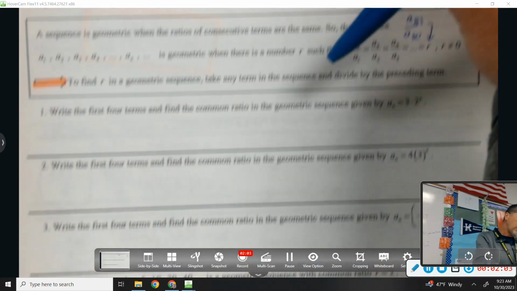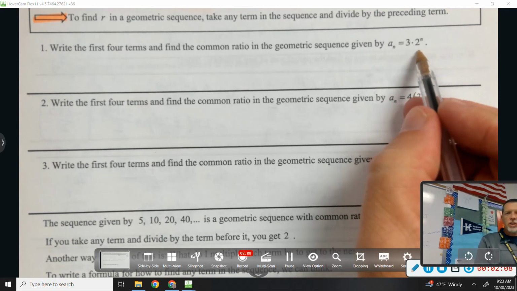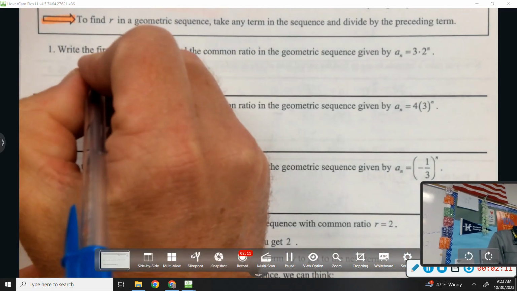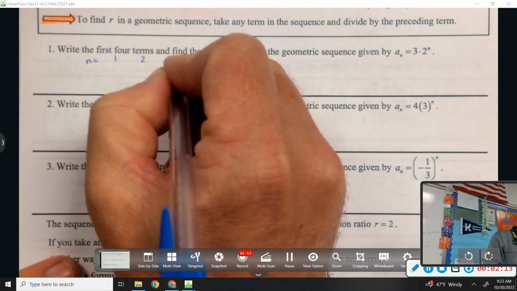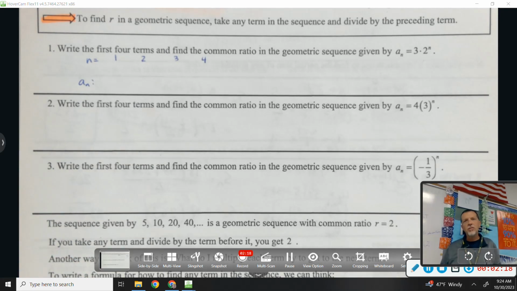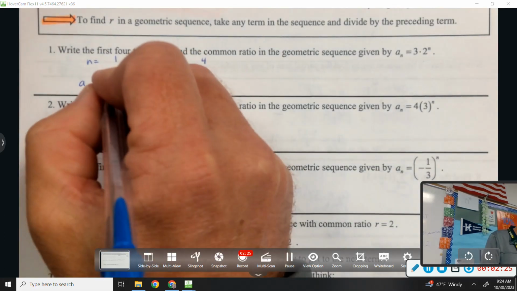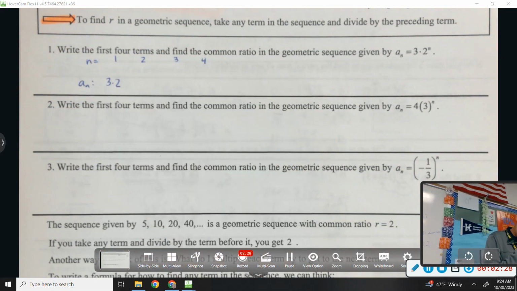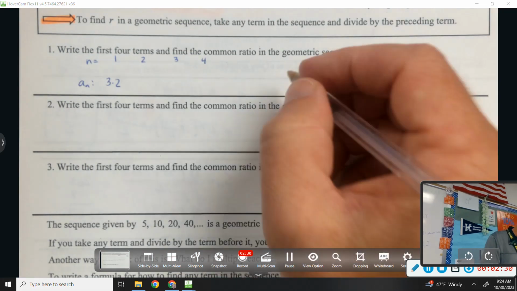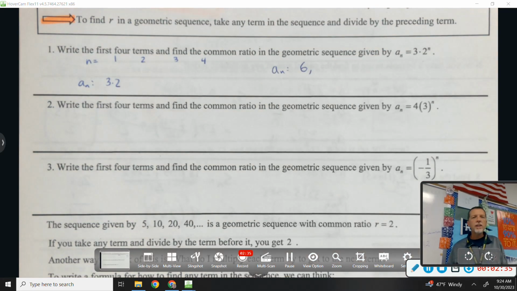Number 1, write the first 4 terms and find the common ratio in the geometric sequence given by 3 times 2 to the n. Okay, first one, so we'll slow it down, write out the n's, write out the a's. So if n is 1, that means plug in 1. 3 times 2 is 6.